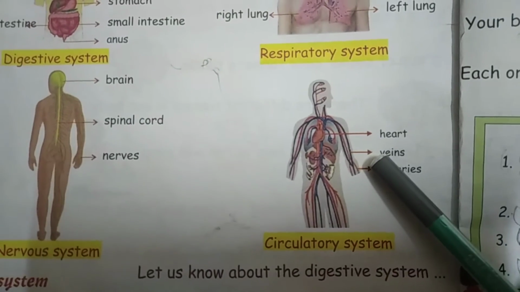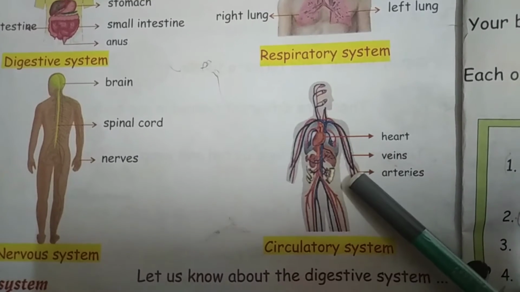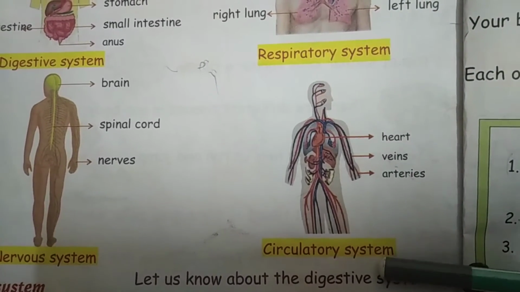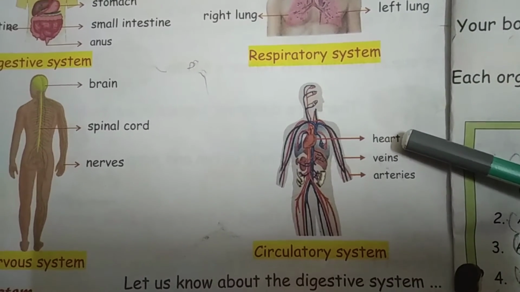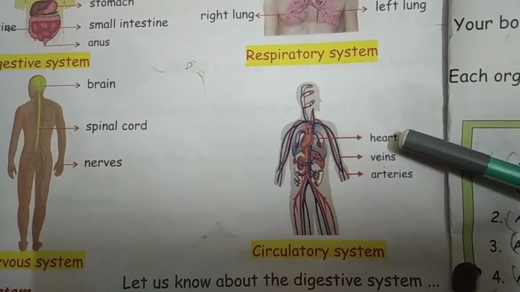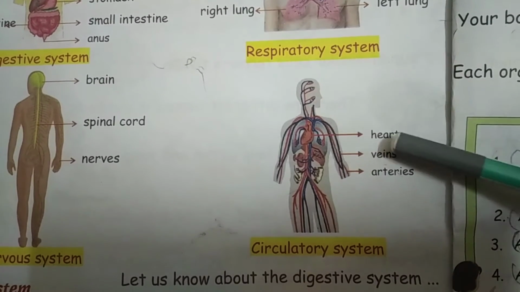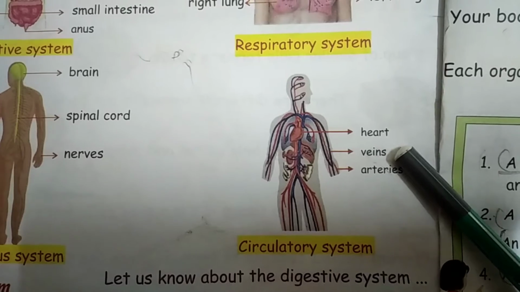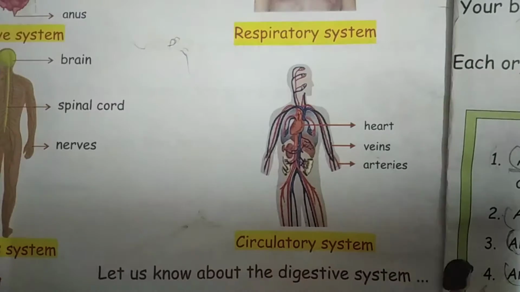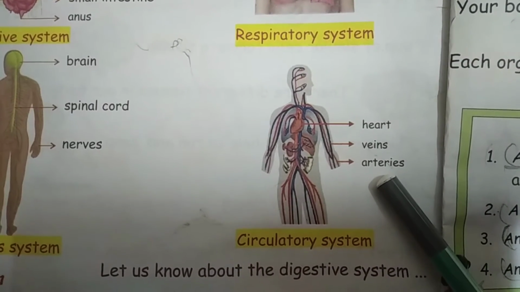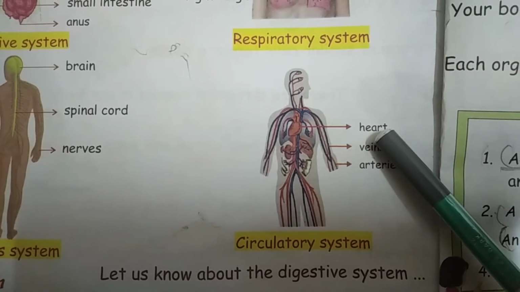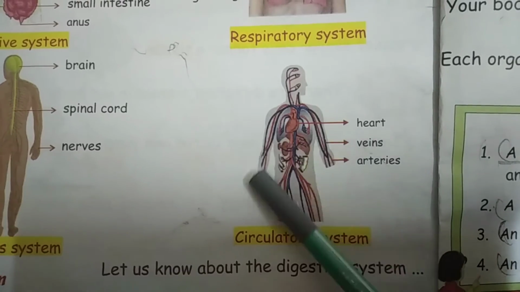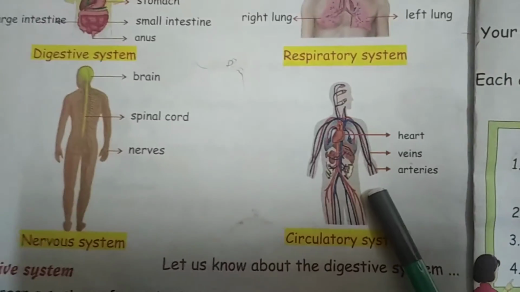Moving to the next one, what does the circulatory system mean? How the blood is pumped throughout the body, that is the circulatory system. You know that the heart will pump the blood and it goes through arteries and veins. Whatever waste blood will flow through your veins and the clean blood will flow through arteries, children. So the heart will pump, and the veins and arteries come out of the heart. So this is the circulatory system.